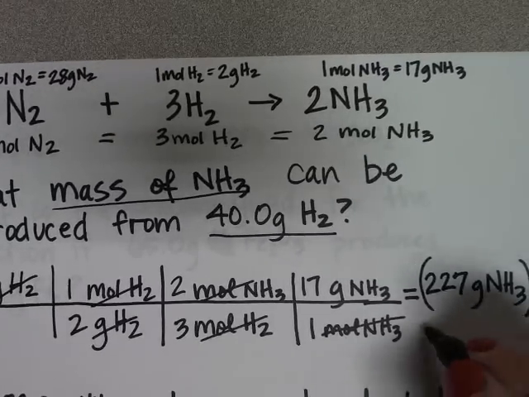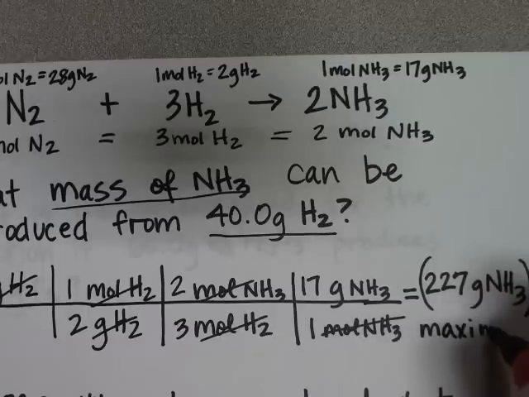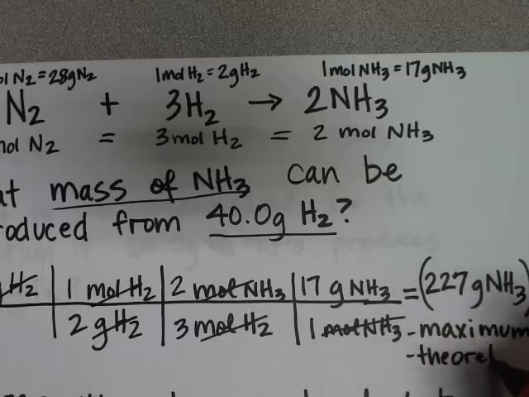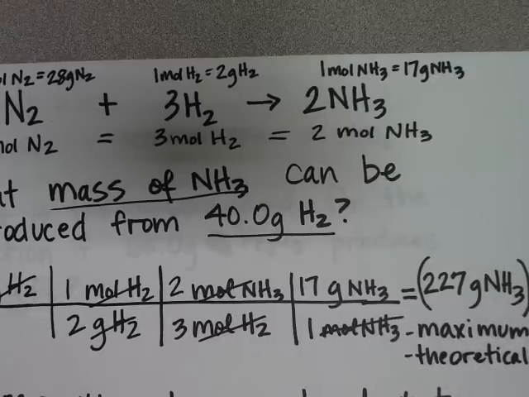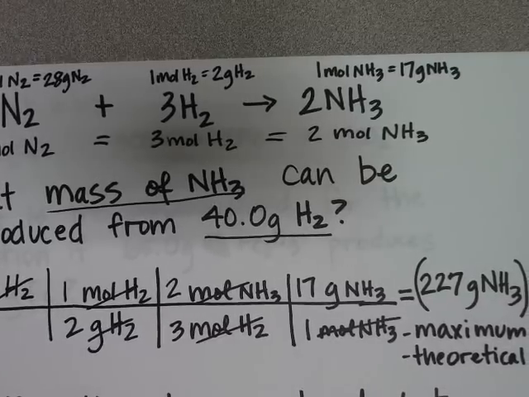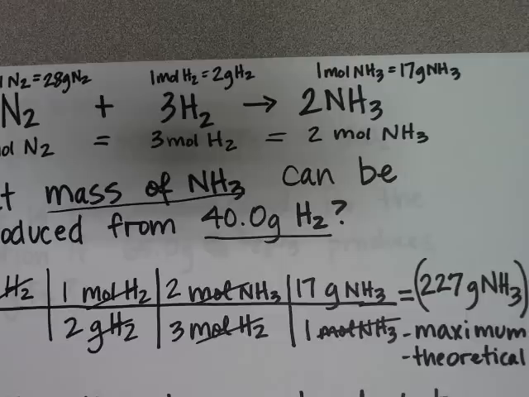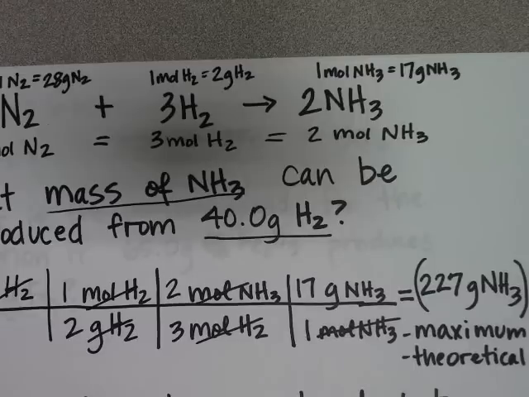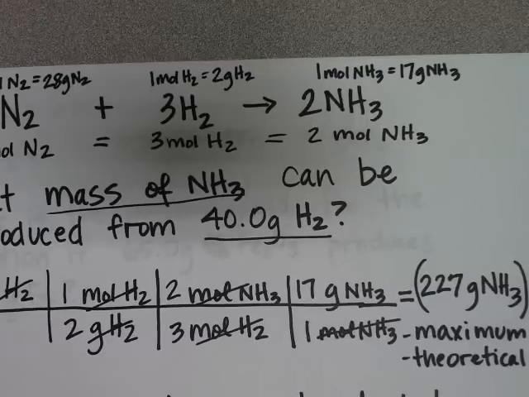This, by the way, is a maximum. This is the most ammonia we could expect to make. It's also a theoretical amount. In theory, this is the amount of ammonia we could expect. But probably we're not going to get that much ammonia. Just like when you're doing a recipe, you're making cookies, the recipe says you should yield 3 dozen, and you don't always get 36 cookies. The same thing happens in a chemical equation. So 227 is the most ammonia we could expect to make.